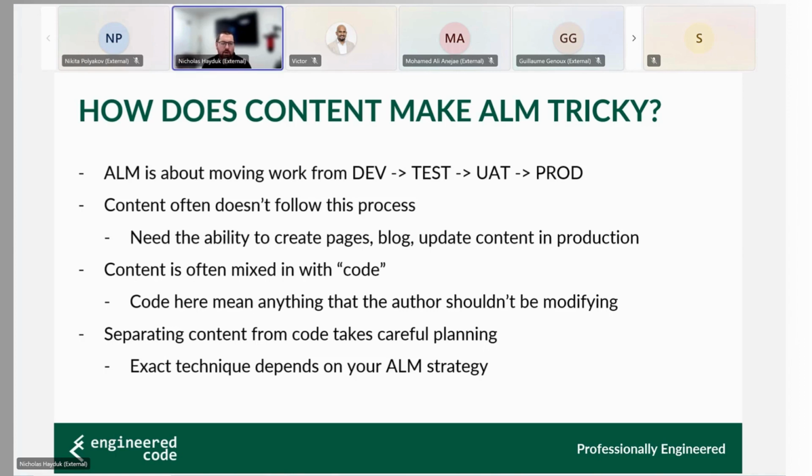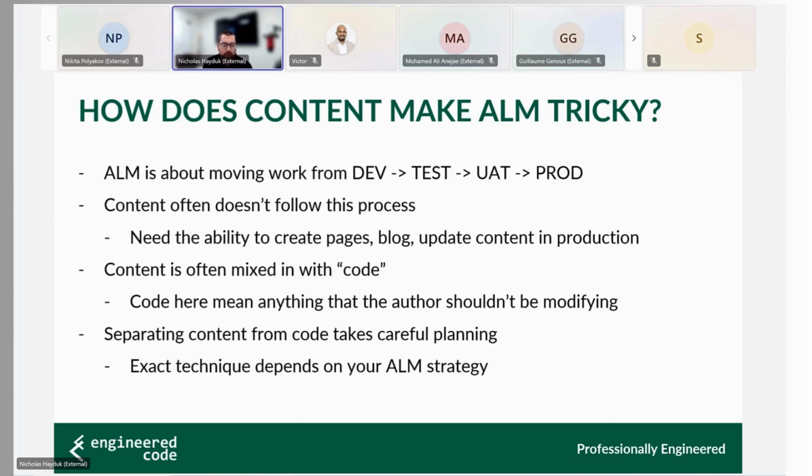That would be all well and good if it was very easy to say, this is my content and this is my code, so I'll just deploy the code, and the content can be done in production. The problem is that often content and code are mixed together. So for today's sake, I'm going to define code as essentially the stuff that we wouldn't want our content authors to be modifying.